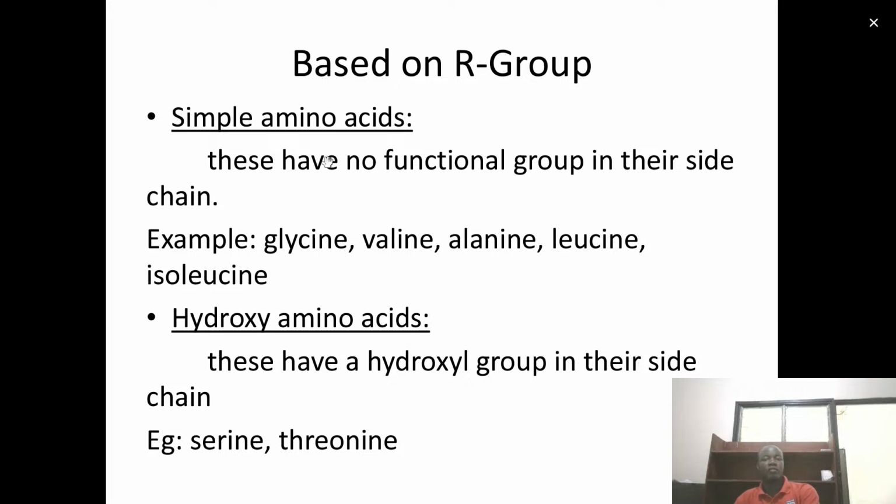So you see we have simple amino acids. These have no functional group in their side chain. Examples are glycine, valine, alanine, leucine, and isoleucine. We also have hydroxy amino acids, those amino acids that have an OH group attached to them. So they have a hydroxy group, and we have serine and threonine.